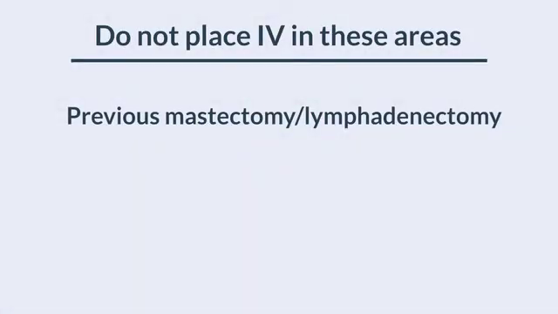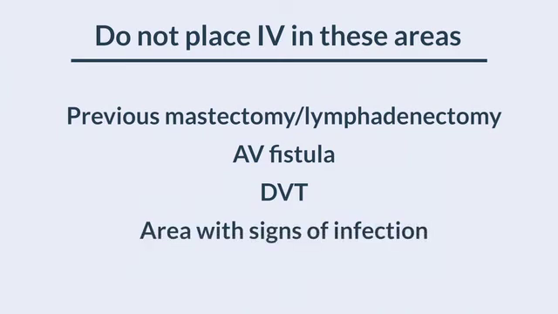So what do we not want to do? Well, the first thing that we don't want to do is put a peripheral IV on a side that has had a complete or radical mastectomy and a lymphadenectomy. That puts them at higher risk for complications. The other thing is you never want to put it on the same side that's had an AV fistula. You never want to put it on a side that has a DVT, and you never want to put it in a location that looks infected. You're just setting yourself up for complications.